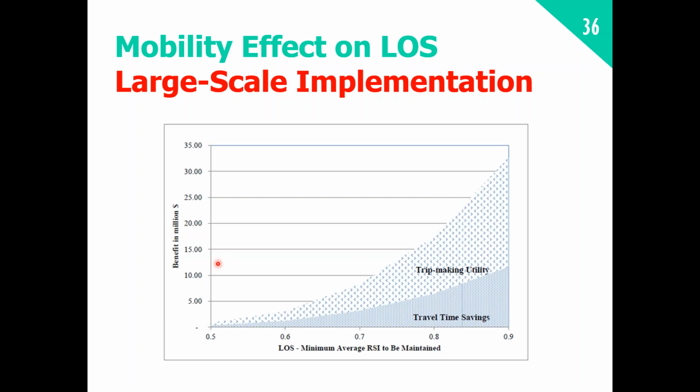This is very hypothetical, because the data that we use to model this only represents 13% of the entire study area, but we still apply this to the entire network to see how this can be done. And so you can see the large scale mobilizations, based on the assumption that we can keep whatever RSI we need to keep, we can expect to have this much of a benefit in trip making utility and also travel time savings. This is as a result of a speed calculation. This is as a result of traffic volume calculations.